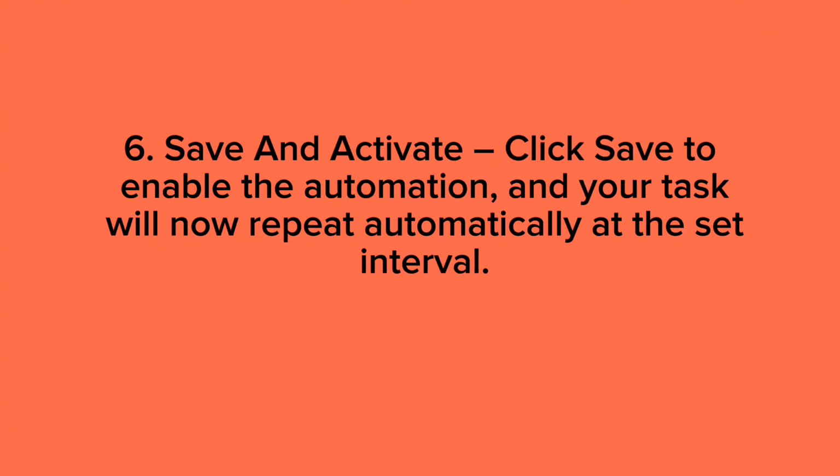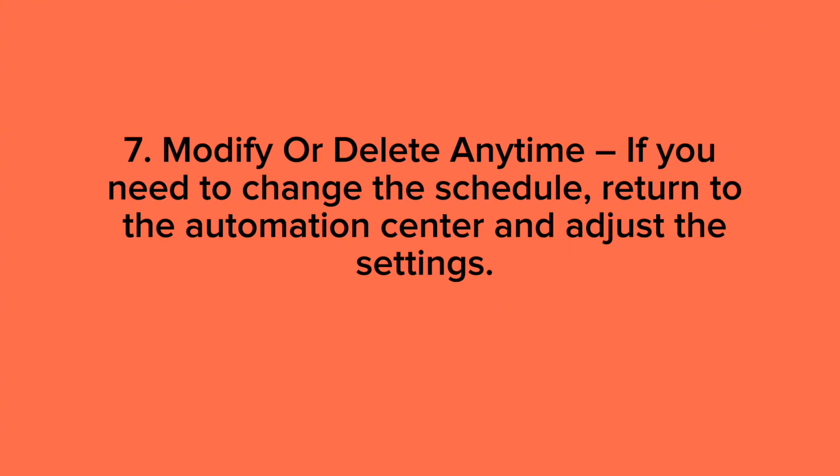6. Save and activate. Click Save to enable the automation, and your task will now repeat automatically at the set interval. 7. Modify or delete any time. If you need to change the schedule, return to the Automation Center and adjust the settings.